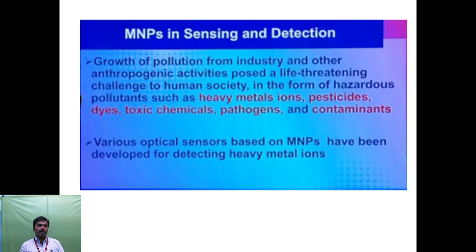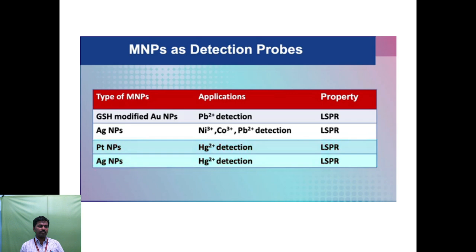Growth of pollution from industries and other anthropogenic activities has posed life-threatening challenges to human society in the form of hazardous pollutants such as heavy metals, ions, pesticides, dyes, toxic chemicals, pathogens, and contaminants. Various optical sensors based on metal nanoparticles have been developed for detecting heavy metal ions. Silver nanomaterials are used to detect nickel, cobalt, and lead. Platinum nanoparticles in mercury detection. Silver nanoparticles in mercury detection.